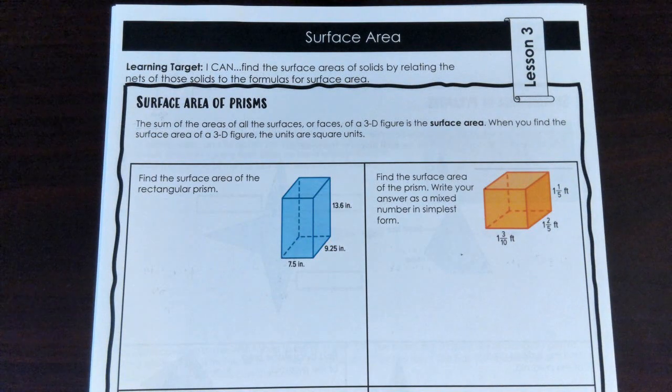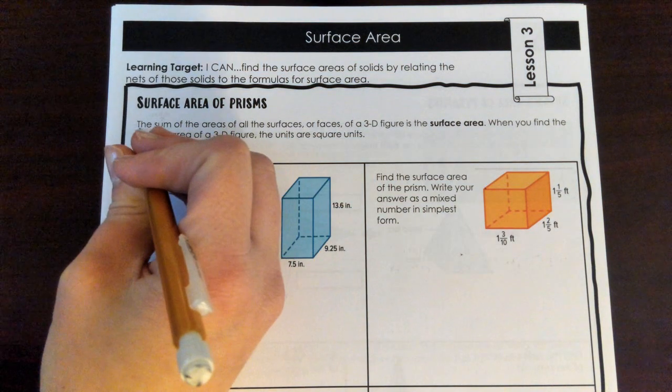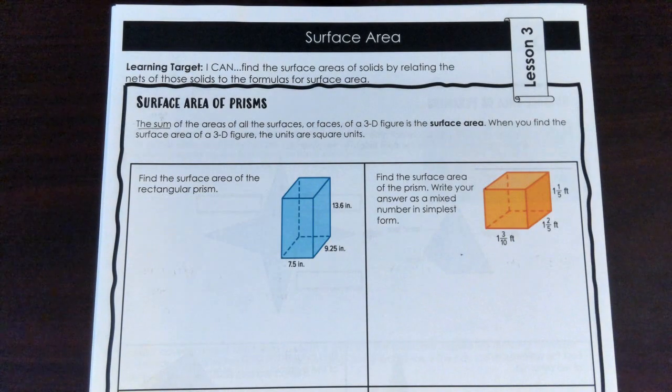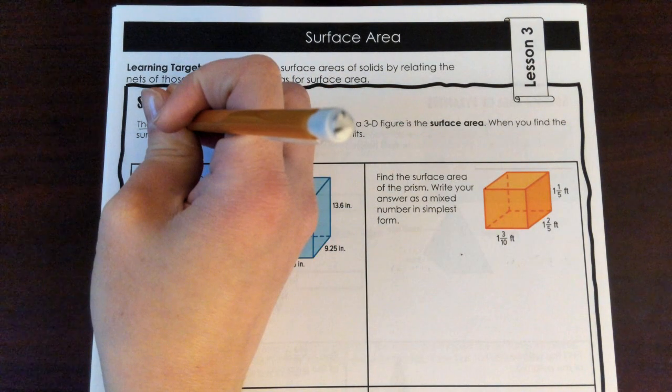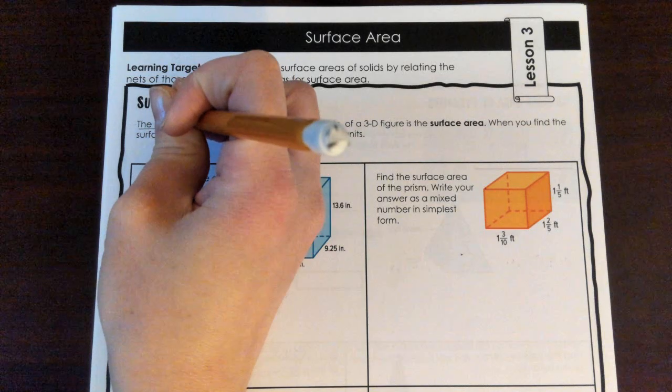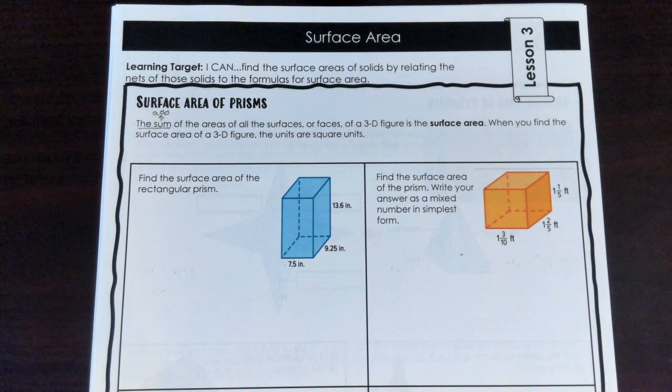For lesson 3, we're going to be covering surface area. Our learning target is I can find the surface areas of solids by relating the nets of those solids to the formulas for surface area. The definition of surface area is the sum of the areas of all the surfaces or faces of a 3D figure. And the word sum, we're going to be adding all of those together at the end.